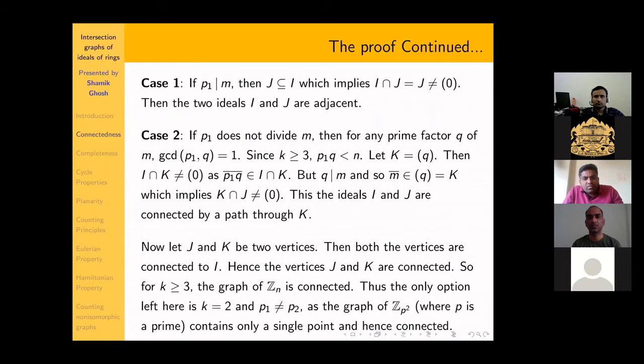Now you see that if P1 divides M, then the whole ideal J is contained in I. I is generated by P1, and if M is a multiple of P1, then M itself is contained in the ideal generated by P1, as a multiple of P1. And so here you get that J is contained in I, and so their intersection is J, that is non-zero, and so they are adjacent. And then we go for the next case where P1 does not divide M.